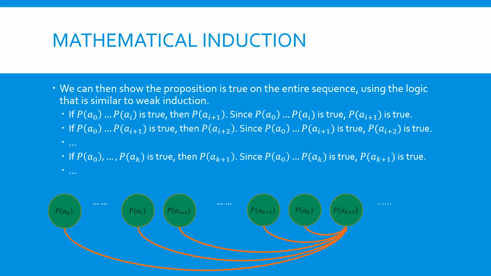Following the logic, we will be able to show that P(Ak+1) is true for an arbitrary index k+1. It means that the proposition is true for the entire domain. Again, the reasoning works for both finite and infinite sequences.